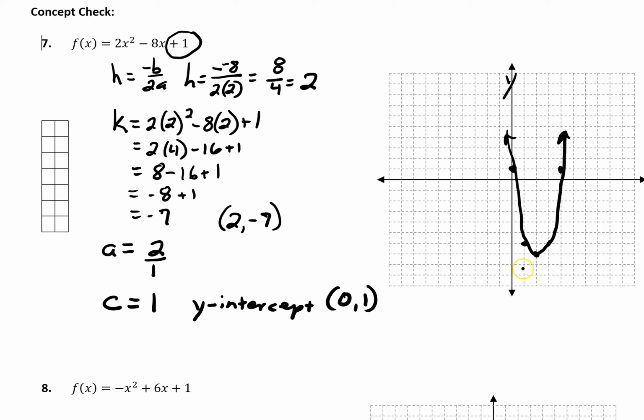The pieces that I can label on this are the vertex, which we'll remember was 2, negative 7. And we can also say that the y-intercept occurs at 0, 1. What we're not able to say are what the x-intercept values are because those are decimal approximations.